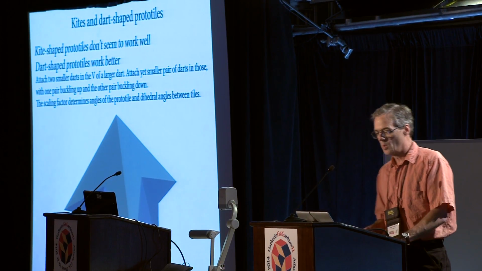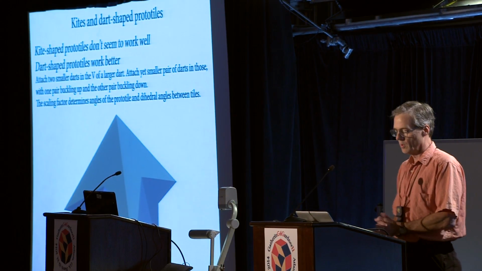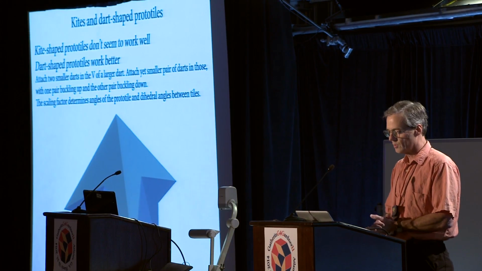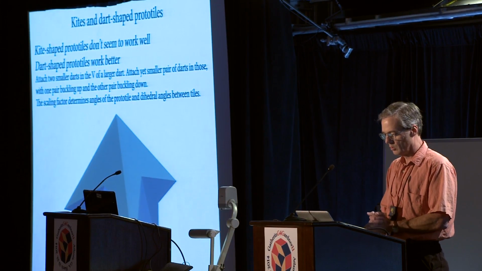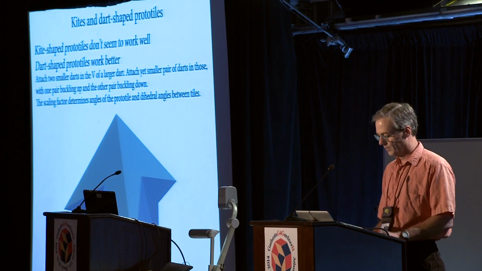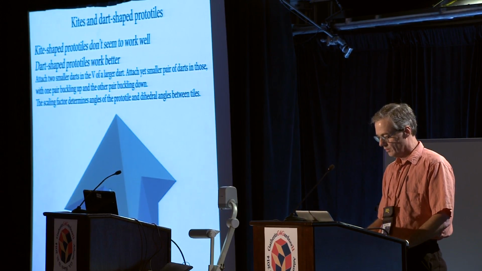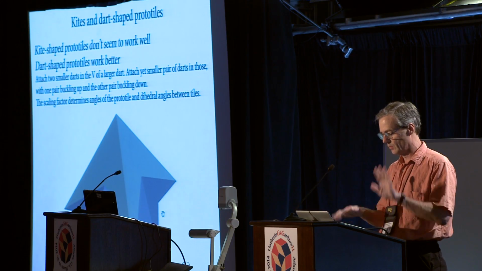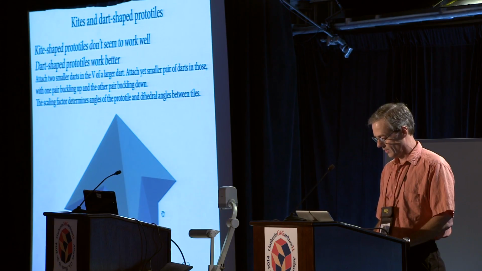So kites and darts work well in the plane. Things are harder in 3 dimensions. Kites don't work so well. Darts work pretty well. Here's 2 darts together. In the V formed by one dart, you place 2 smaller ones, and you do these in pairs. You alternate buckling up and buckling down, and that's our rule.